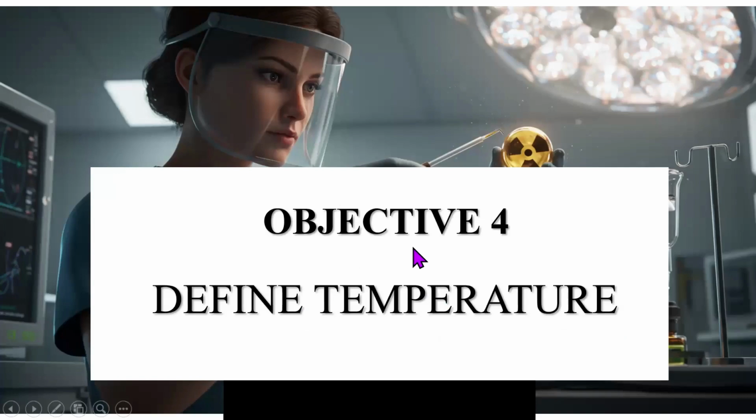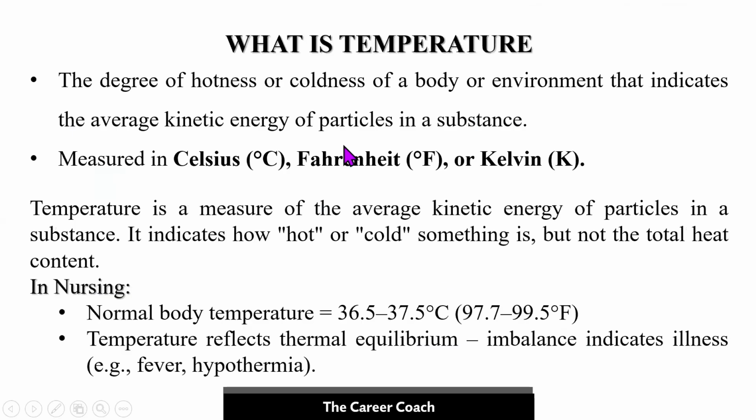Define temperature. Temperature is the degree of hotness or coolness of a body or environment that indicates the average kinetic energy of particles in a substance. It is measured in Celsius, Fahrenheit, or Kelvin. It indicates how hot or cold something is, but not the total heat content. Okay? It does not tell us about the total heat content. It tells us about the average heat content.